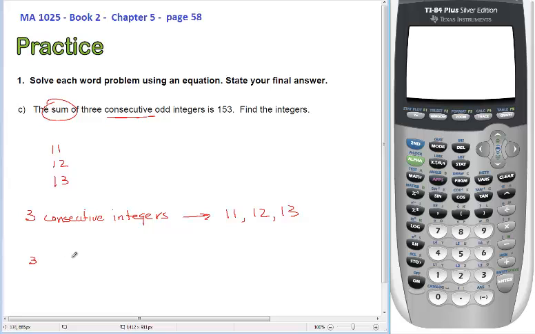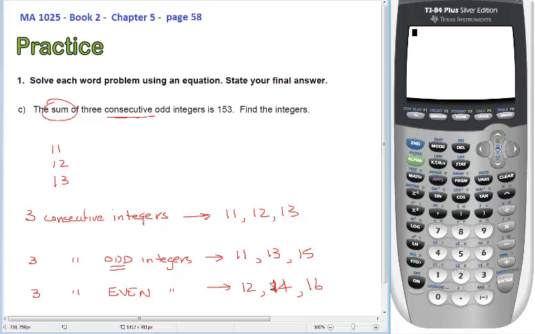If I have 3 consecutive odd integers, then I have to go odd integers in a row. So if I start at 11, I would have to jump to 13 and then jump to 15. If I have 3 consecutive even integers, then I would have to start at an even, say 12, jump 2 to 14, jump 2 more to 16. So you can see pretty quickly, there are my numbers.